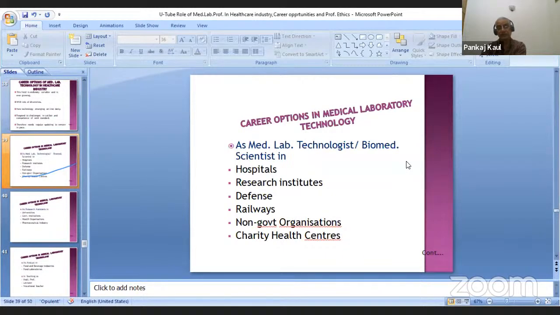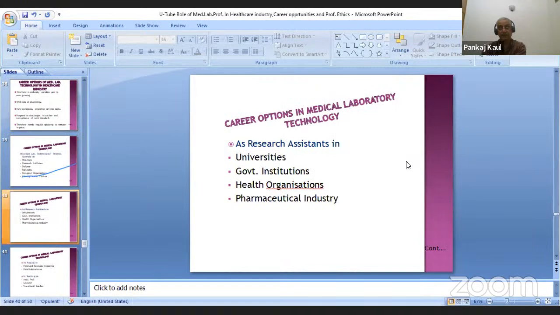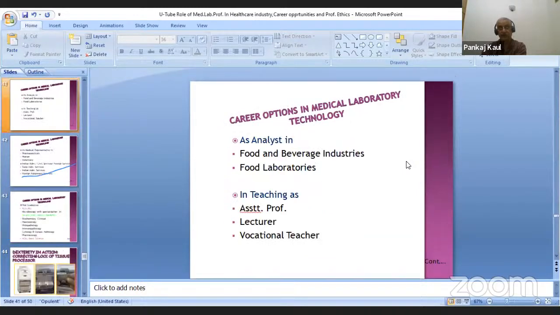Various career options are available in medical lab technology. As medical lab technologists, biomedical scientists, there are so many opportunities available in hospitals, research institutes, defense, railways, non-government organizations, and charity health centers. As research assistants in universities, government institutions, health organizations, pharmaceutical industries. As an analyst, there are so many diverse fields in food and beverage industries as quality control officers, food laboratories, in teaching as professors, lecturers, and vocational teachers.